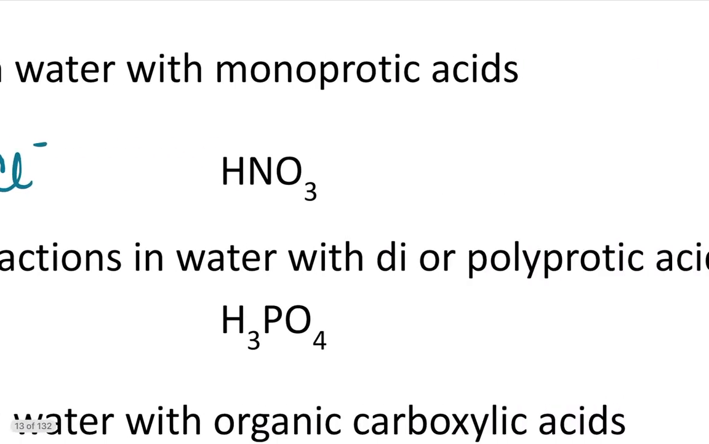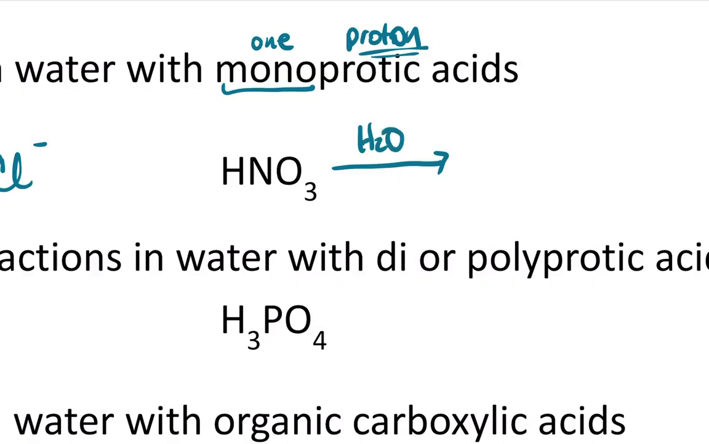In the dissociation of an acid with a polyatomic ion, you want to refresh polyatomic ions and their charges. When you have a monoprotic acid, mono means one, protic, one proton. Then you're going to have that dissociation in water as well, with the hydrogen and the NO3. All of this is aqueous.